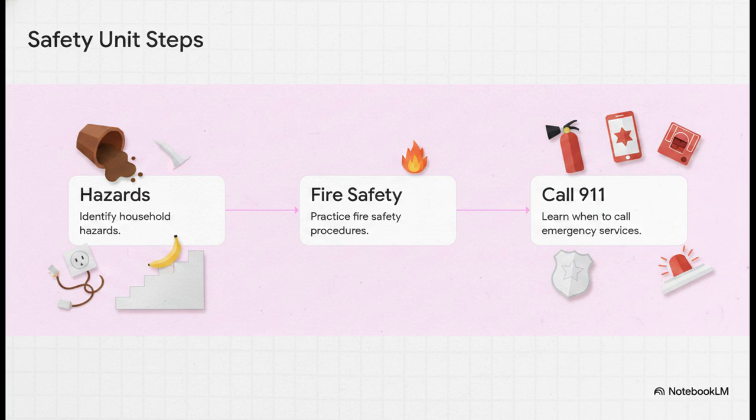Step 1, students identify hazards at home, which is great because it makes it relatable to their daily lives. Step 2, they move into the classroom and practice concrete fire safety procedures. And then finally, Step 3, they learn the critical skill of when and how to call emergency services. Notice how this unit uses specific instructional activities to teach safety? That perfectly aligns with descriptor F.